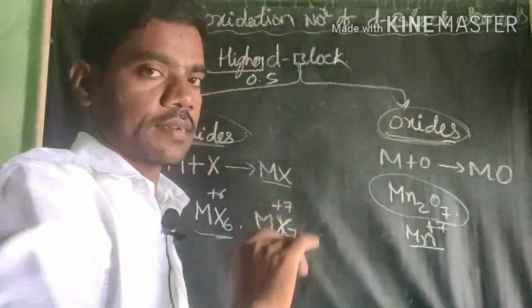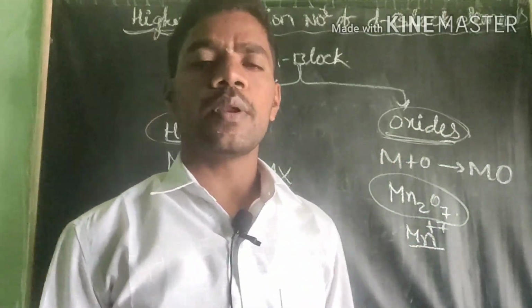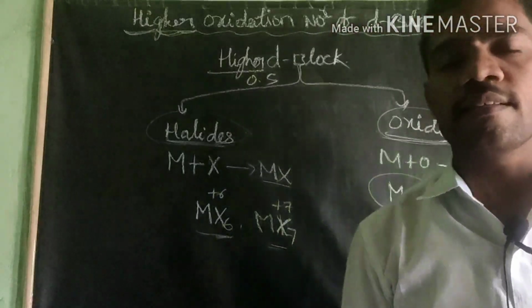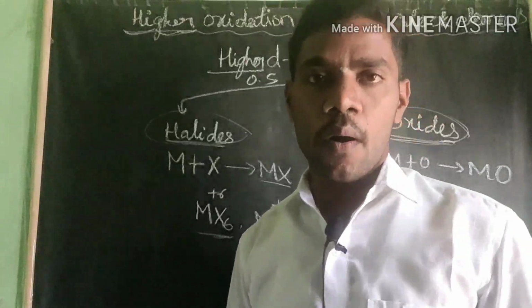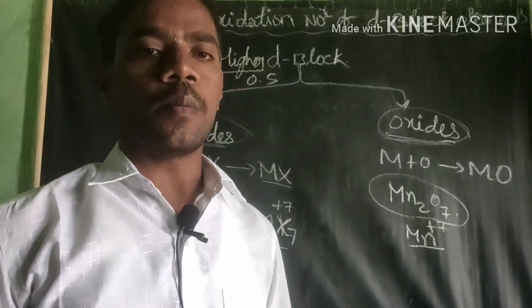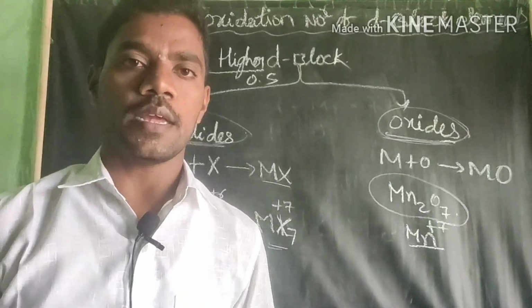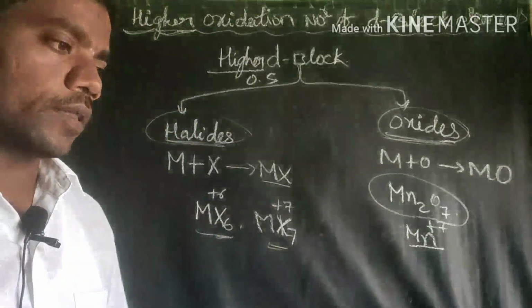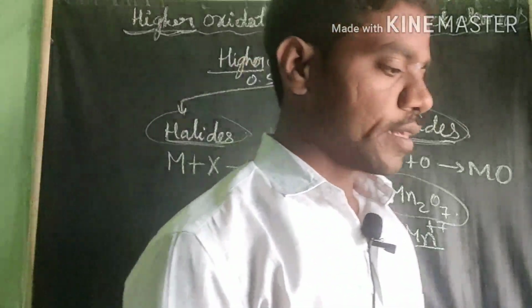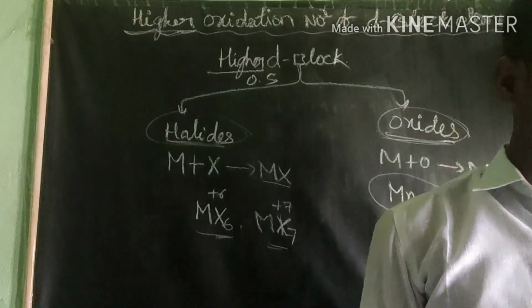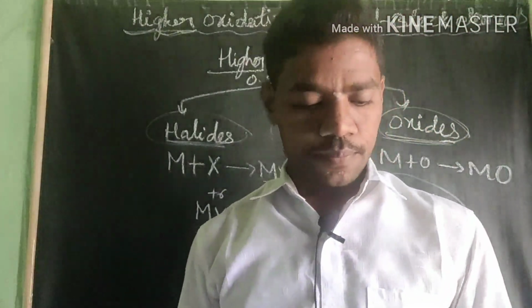It is very simple. Therefore, D block elements show the higher oxidation state in the form of oxides as well as in the form of halides. That is very important. Okay. Now you see here, the NCERT book has given one chart. You see that. What is that?